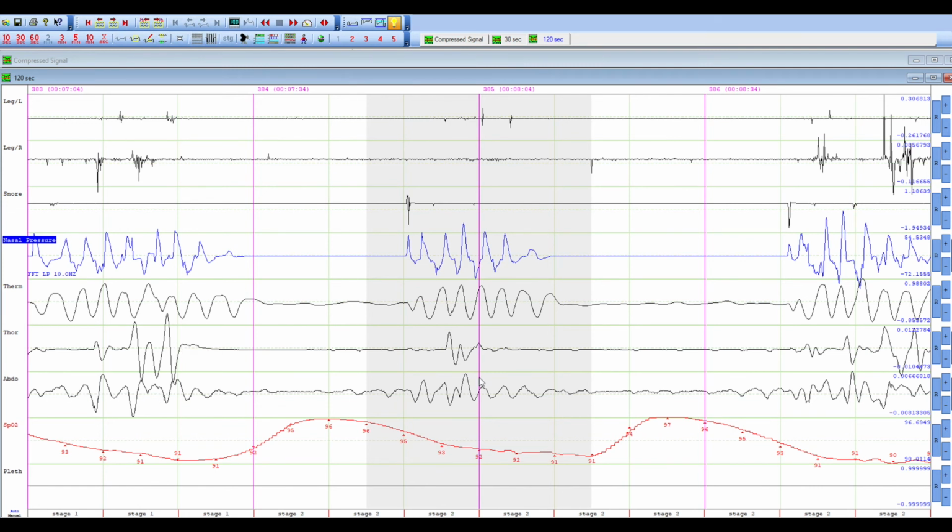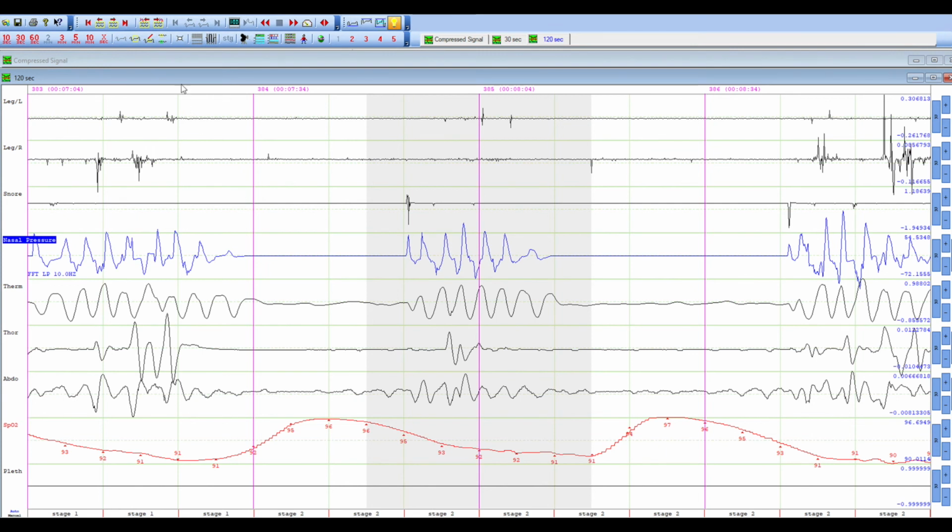The thoracic channel for this particular patient doesn't look like it's working. It's not in the right place on the patient's chest probably, but at least the abdominal channel is moving up and down with the breaths here, and you can see that it's not moving as much here, but there's still some movement that looks like attempted breaths. So that's evidence of effort, and that implies that up here is an obstructive apnea.